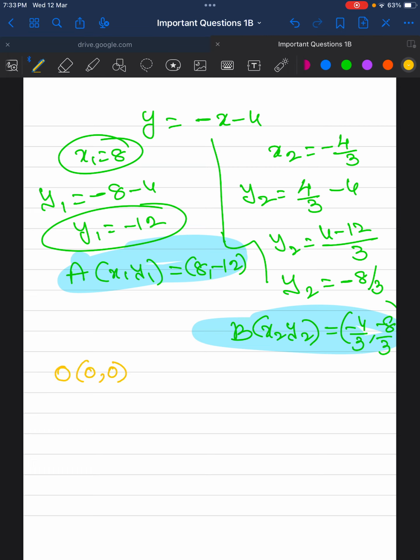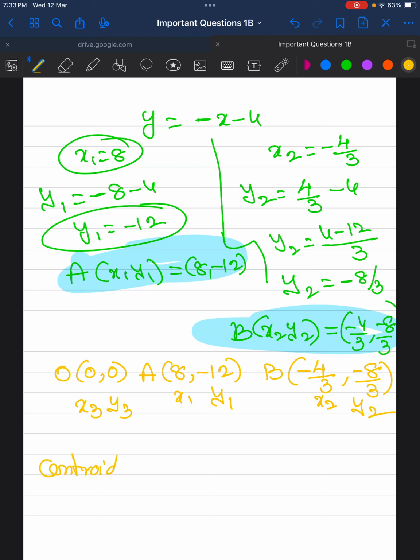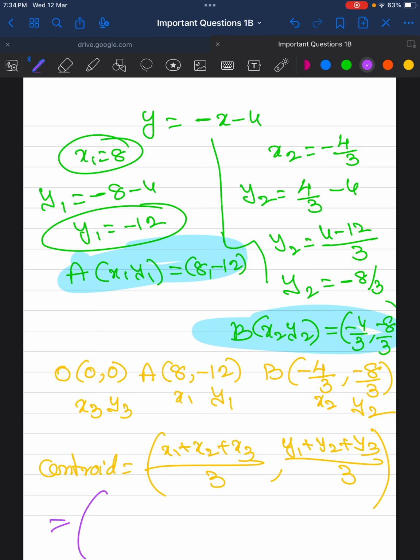Origin is 0, 0. A is 8 comma minus 12. B is minus 4 by 3 comma minus 8 by 3. I can take this as x1 y1, this as x2 y2, this as x3 y3. So the centroid formula, what is the centroid formula? x1 plus x2 plus x3 by 3, y1 plus y2 plus y3 by 3. If I apply this formula, what happens? All of you check it. x: 8 minus 4 by 3 plus 0 by 3. y: minus 12 minus 8 by 3 plus 0 by 3.